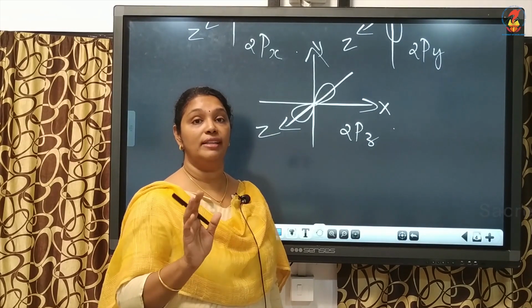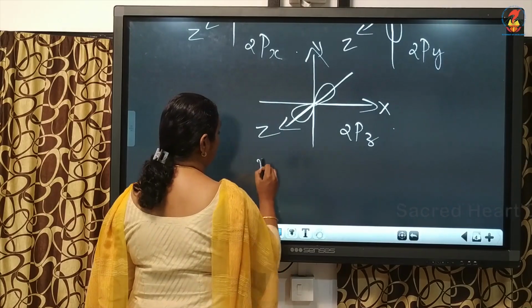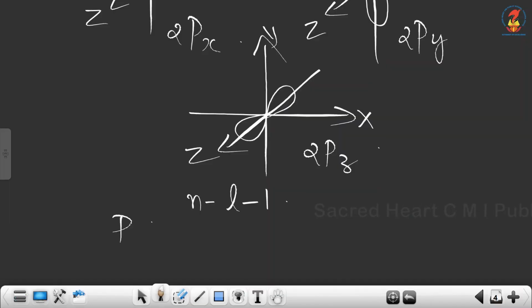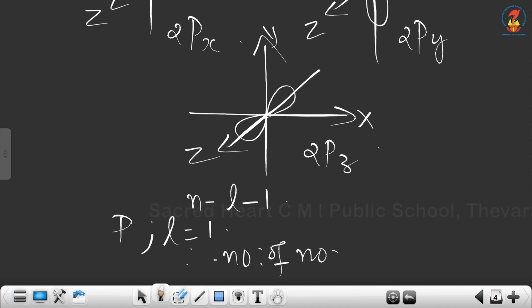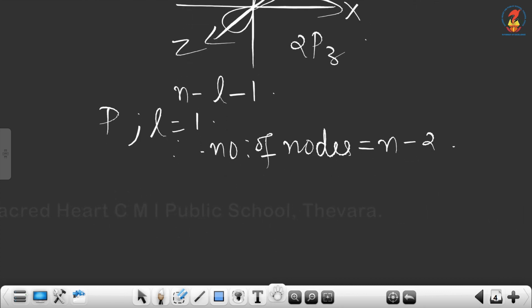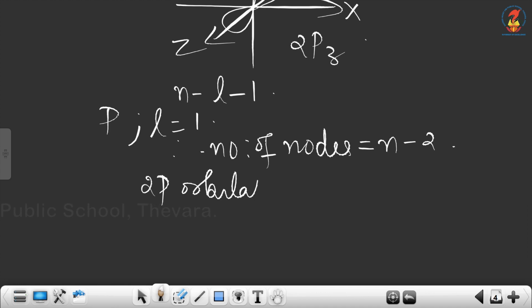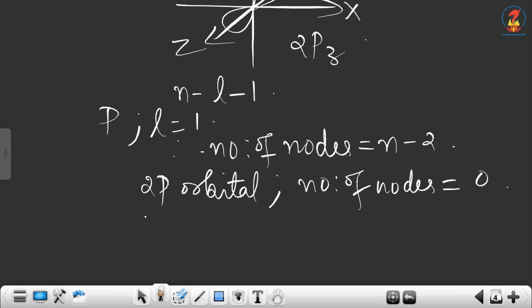Now the expression to find the number of nodes, you know, is n minus l minus 1. For p orbital, l is equal to 1. Therefore the number of nodes in a p orbital will be n minus 1 minus 1, which is equal to n minus 2. So if you are asked to calculate the number of nodes in a 2p orbital, it is 2 minus 2, which is 0. Now 3p orbital has number of nodes equal to 1. 4p orbital has number of nodes equal to 2, and so on.